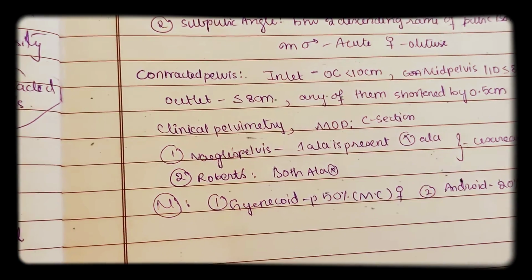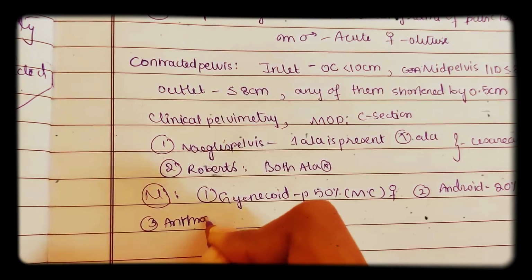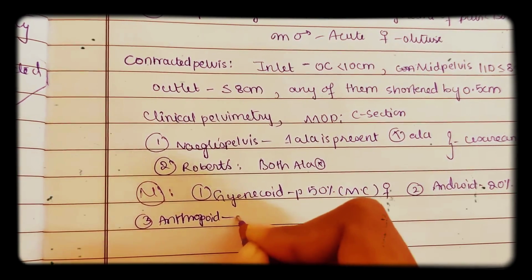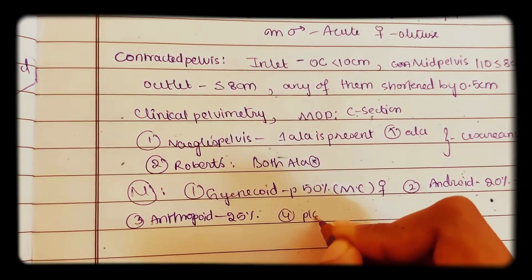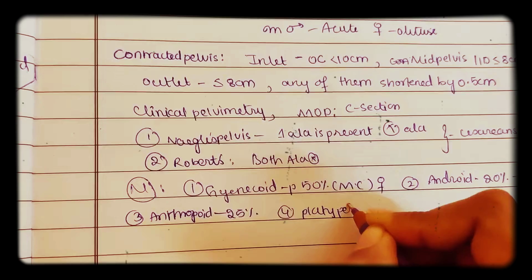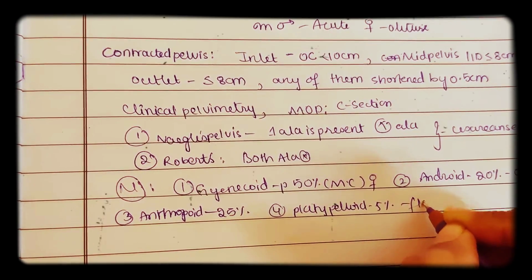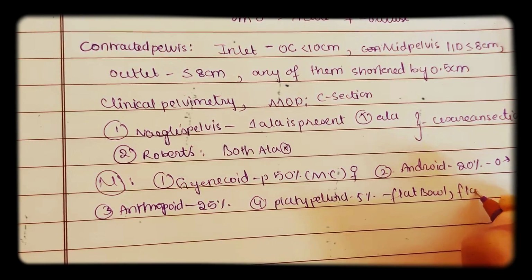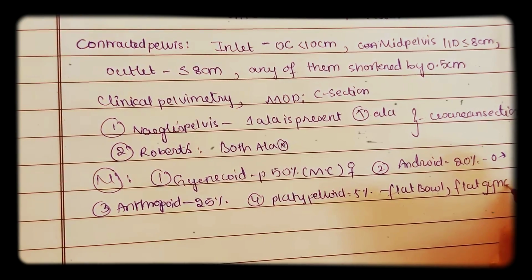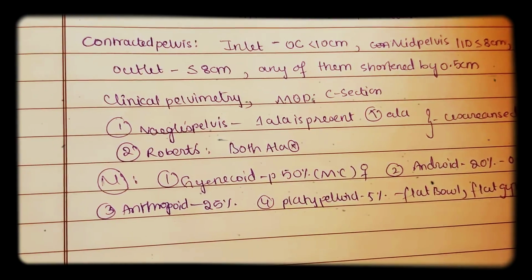Okay, next coming to the third type, that is the anthropoid pelvis. It is 25%. I will also discuss the shapes of them. So next coming to the last pelvis, that is the platypelloid pelvis. This is only 5%. It is like a flat bowl shape, or you can say it is a flat gynecoid pelvis. If the gynecoid pelvis becomes flat, that is how the platypelloid will look.